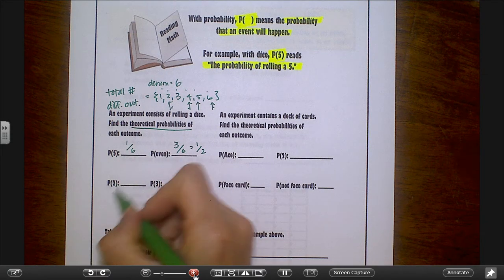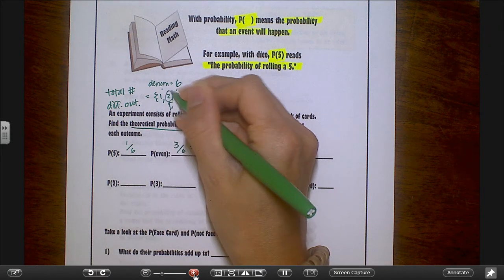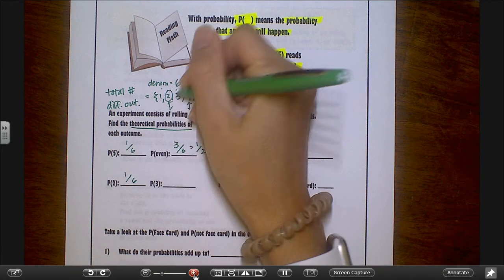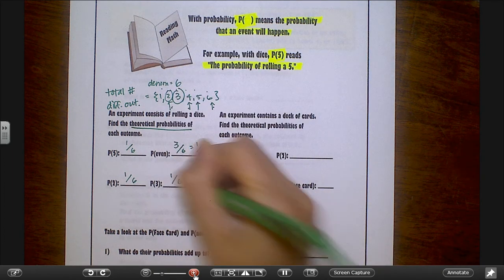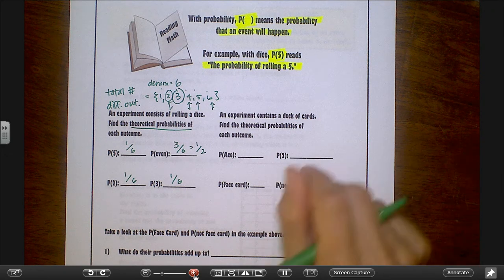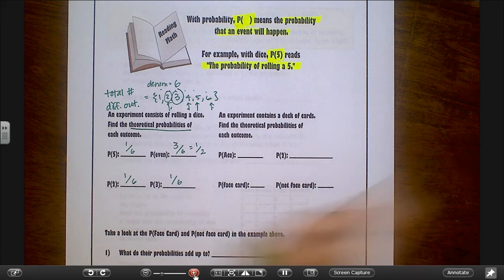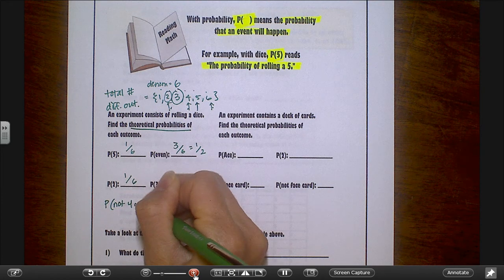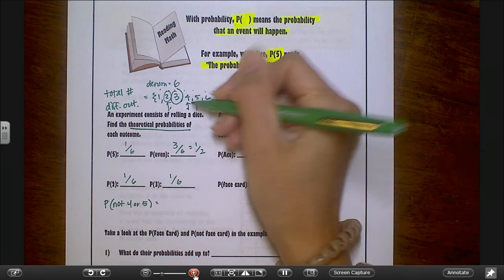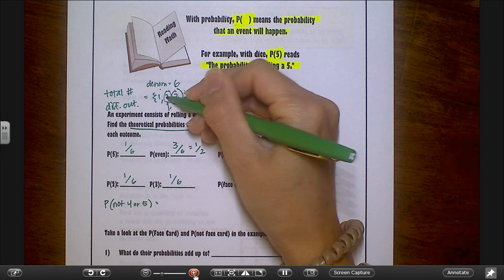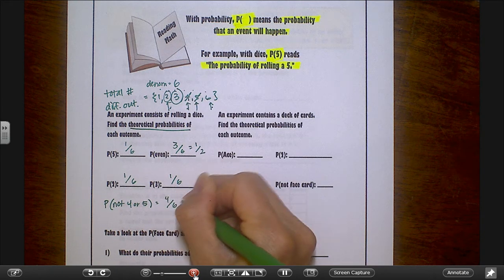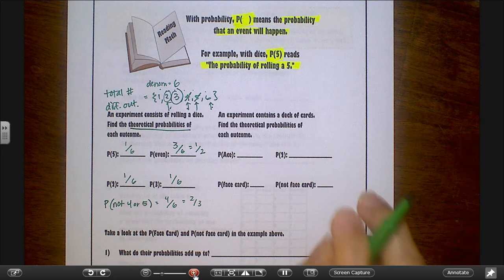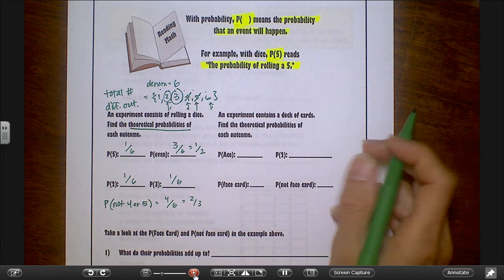All right, P of 2, there's 1, 2 out of 6. P of 3, well, there's 1, 3 out of 6. So a lot of those are 1 over 6. You can also have stuff like probability of not a 4 or a 5, right? So if I don't want 4s and 5s, I have 1, 2, 3, 4 ways of doing that. So 4 over 6, which would be 2/3. So there's a bunch of different probabilities you can do that won't end up as 1 over 6.